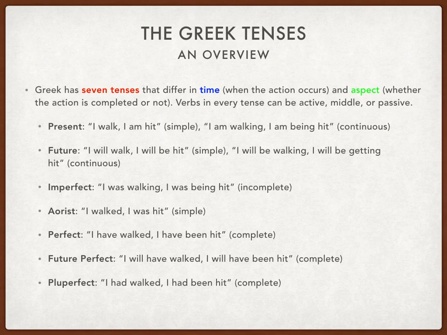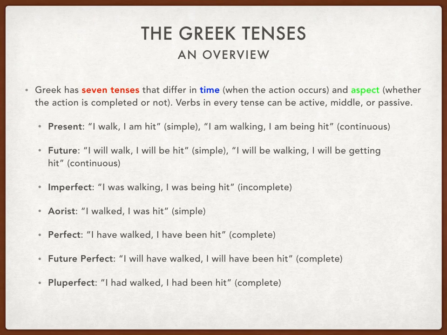So far you've learned the first 2, the present tense, which either has a simple aspect, I walk or I am hit, just generally, simply, or continuous aspect, I am walking, it's a continuing action, I am being hit, continuous as well. The future also has both simple and continuous translations. You can either translate a future tense Greek verb with I will walk or I will be hit, if it's passive, or I will be walking, or I will be getting hit, a continuous aspect. Both of those are perfectly good translations for the future tense in Greek.